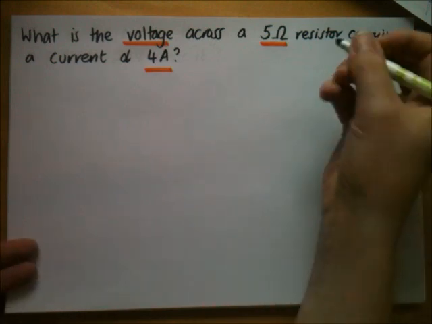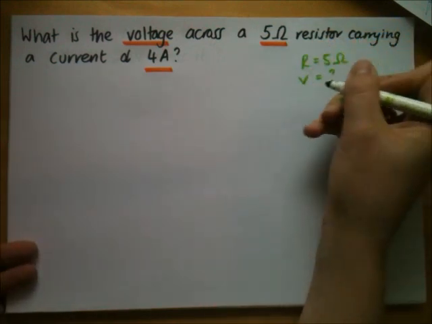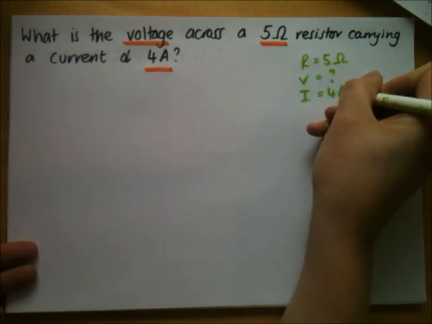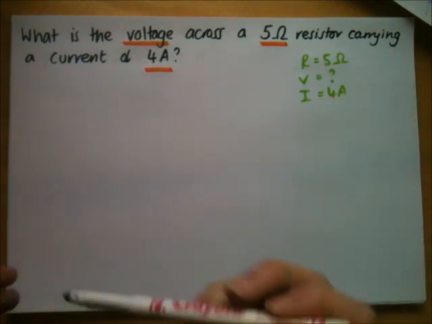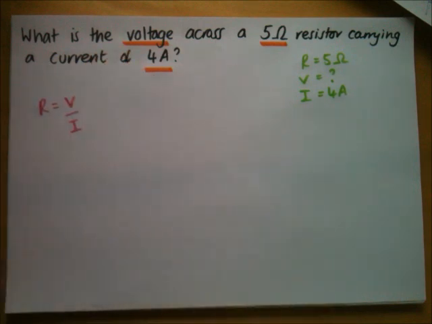So we look at this one again. R is equal to 5 ohms. V is equal to, we don't know. I is equal to 4 amps. Now we said before that R is equal to V over I. And we can see now that it's not arranged in the right way for us to use. We haven't got V on its own. So you need to think how we're going to do that.